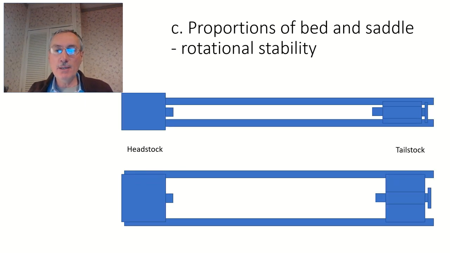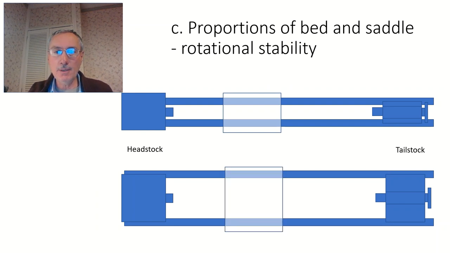Now, the width of the bed is not everything. You need to think about the proportions of the saddle, not just its width across the bed. Why is that important? Well, here you have a narrow bed and here you have a broad bed, but with the same length along the bed of the saddle. So exactly the same length, just wider across the bed. Now you need to think about the forces at play.